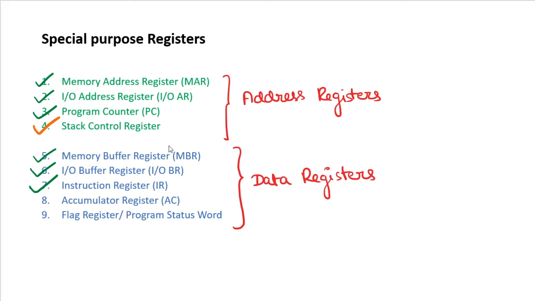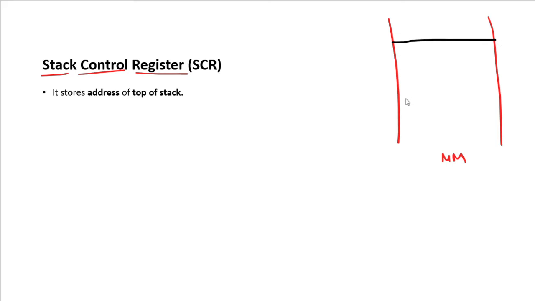Okay, let's proceed. Let's start our discussion about stack control register. Let's draw main memory here. We know that each program, when it gets executed, is assigned a memory block in main memory, and this memory block is called a process. Suppose this is process P1.